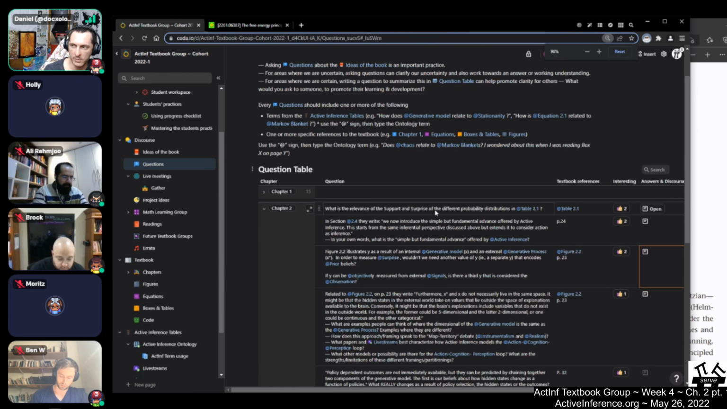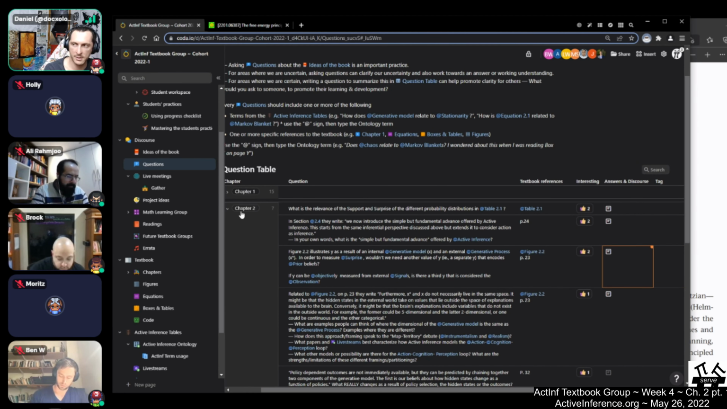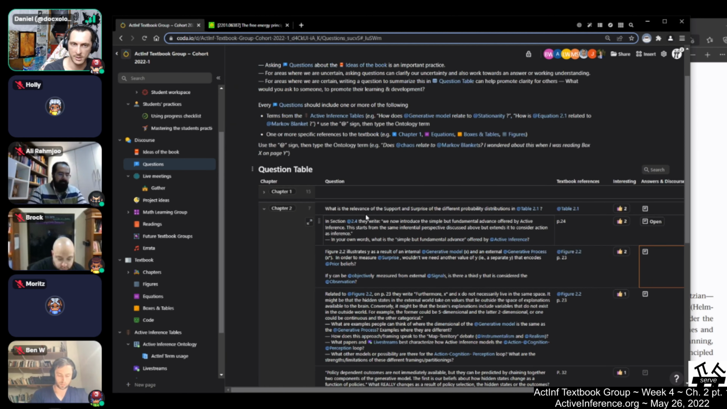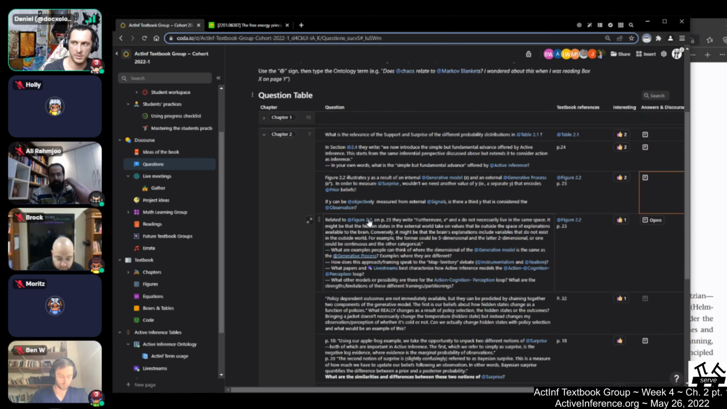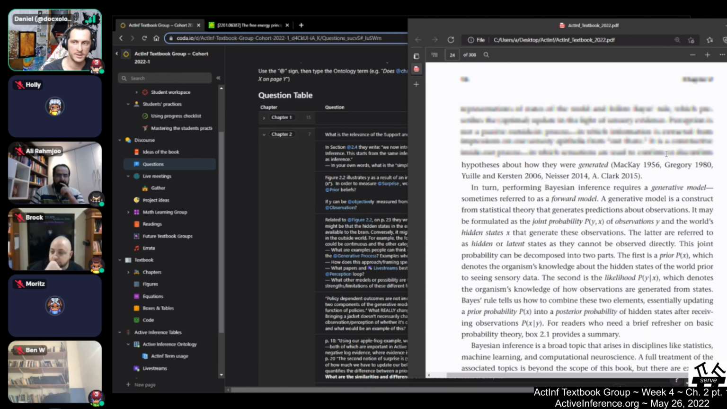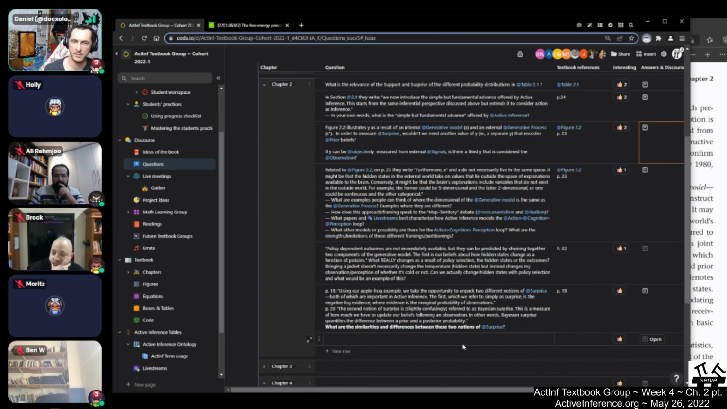So we're going to now go to the questions that have been placed into the questions table. And the more questions, the better. They can be super short. It can be anything that you're having uncertainty about. If you come across a table or a figure or a sentence in the text and you have a question, please write the question down. It will be extremely helpful.